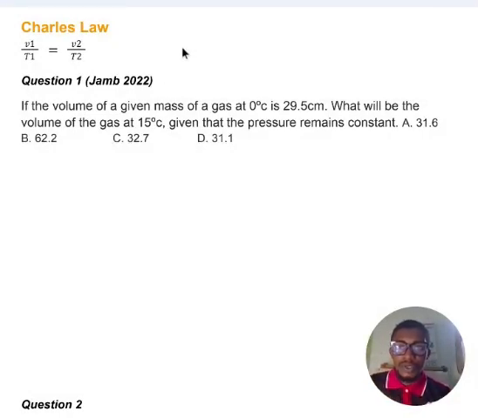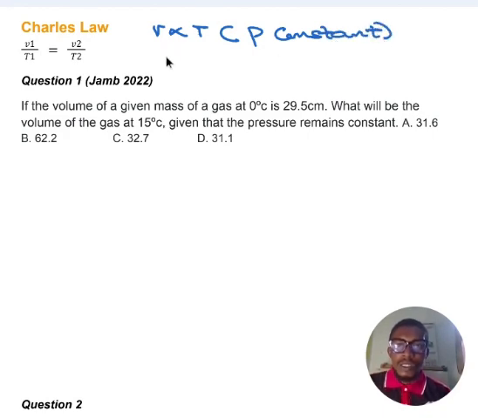In today's class we'll be discussing Charles' law. Now Charles' law is a law that relates volume of a gas V to the temperature T at a constant pressure. Charles' law states that the volume of a given mass of a gas is directly proportional to the temperature, provided that the pressure is constant.